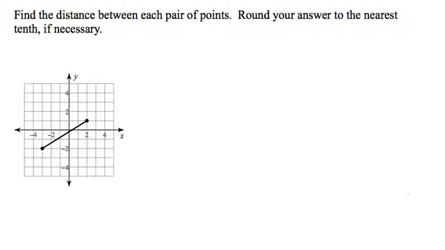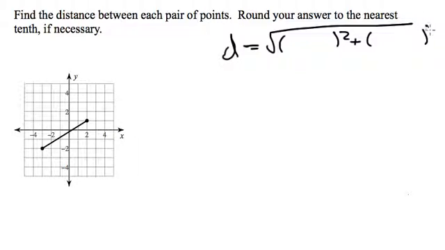This problem is asking me to find the distance between the points, but to do it in decimal form, not radical form. So to do that, I'm going to have to use my distance formula, and my distance formula says the distance is the square root of the difference between my x points, so that's x2 minus x1, squared, and the difference between my y points, y2 minus y1, squared. So there's my distance formula.